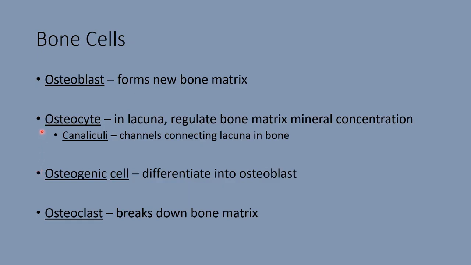And then the osteocyte, this is found in the lacunae. Under the microscope, they look like these little clear vessels. They basically are regulatory because they're going to regulate the mineral concentration of the bone matrix. In other words, if we need to make new bone, then it's going to stimulate the osteoblast. If you need to break down some of the bone, then it's going to stimulate the osteoclast.